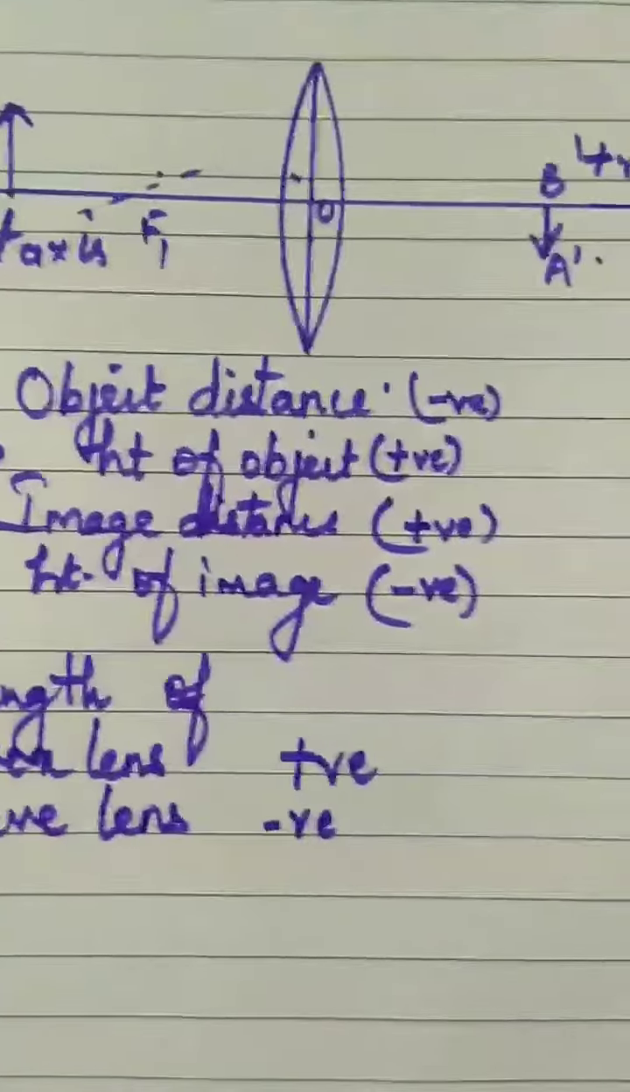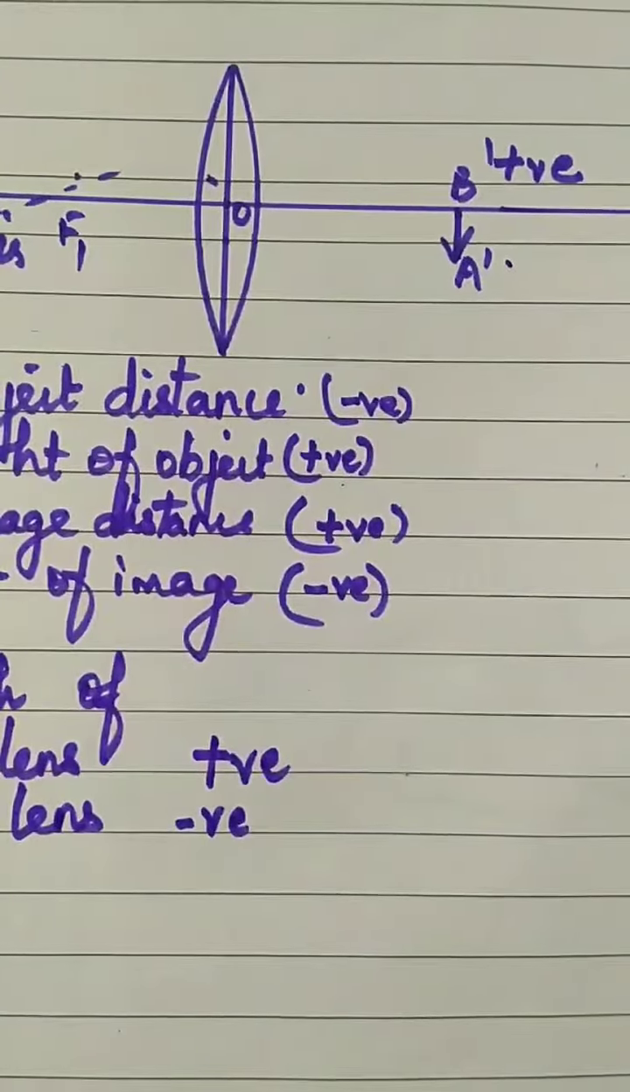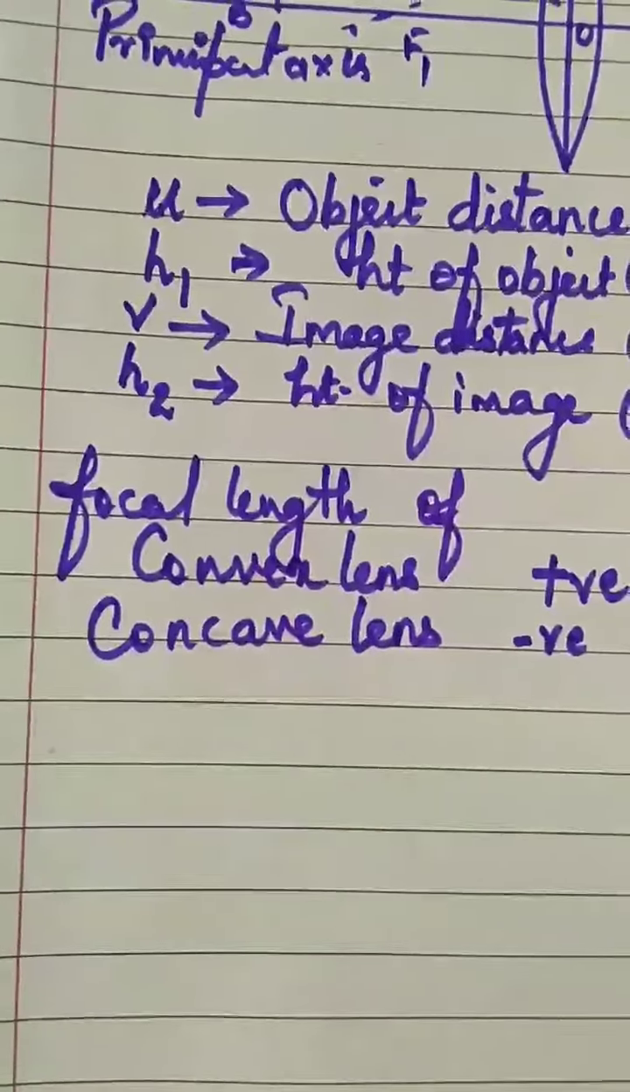Because you are getting it on the left side of the lens. For convex lens, you are getting it on the right side of the lens. That's it. These are the Cartesian sign convention.